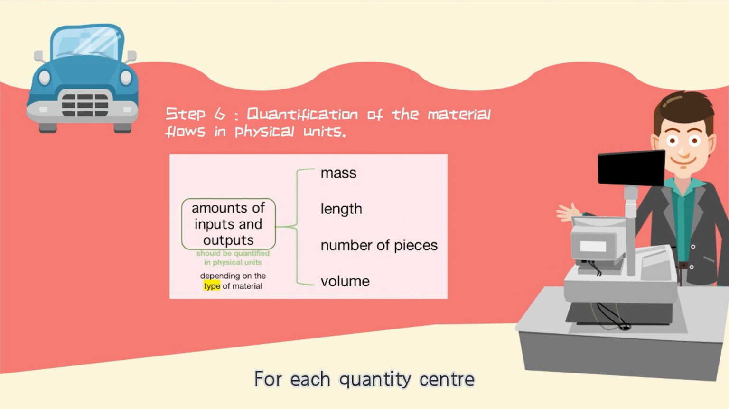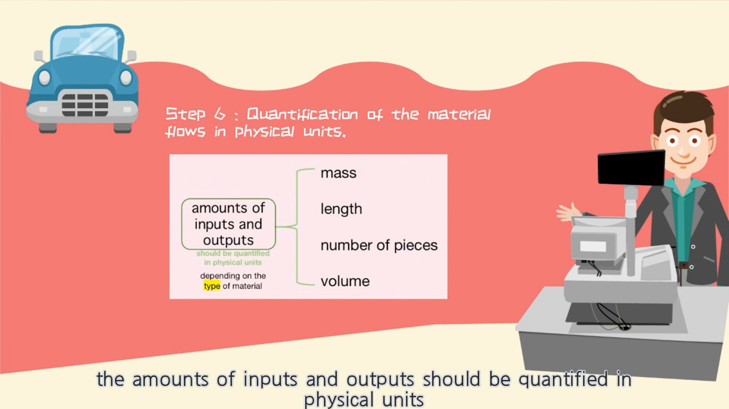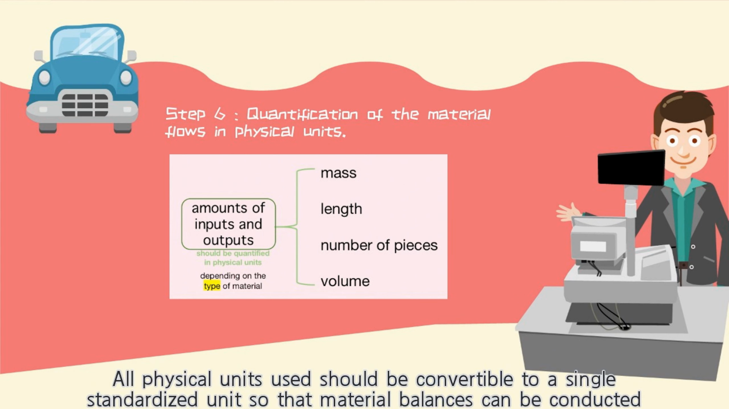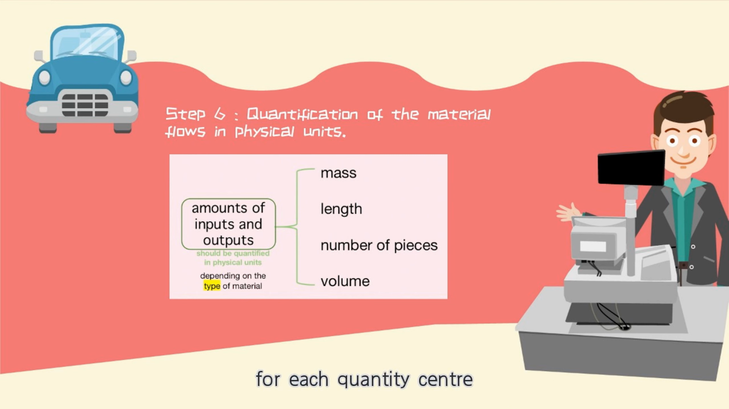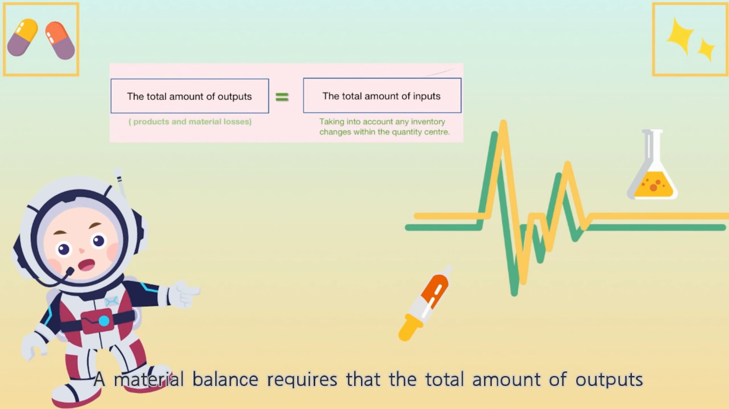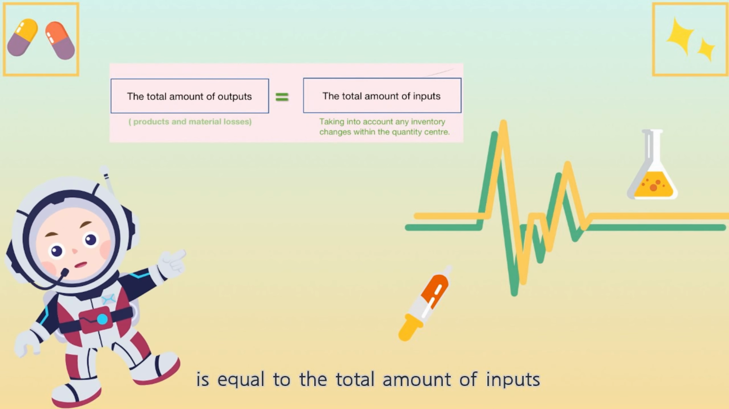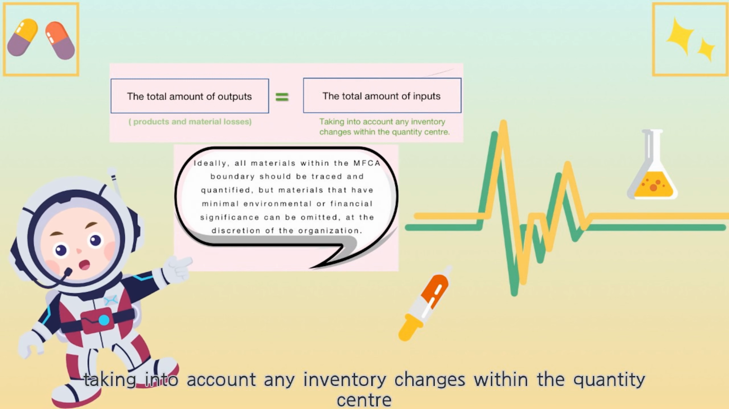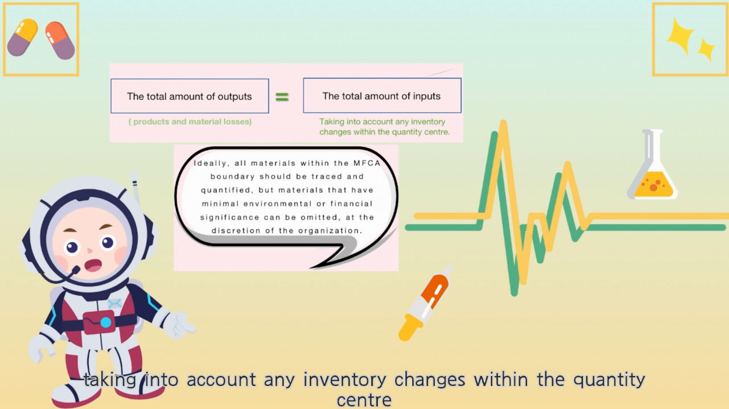For each quantity center, the amounts of inputs and outputs should be quantified in physical units. All physical units used should be convertible to a single standardized unit so that material balances can be conducted for each quantity center. A material balance requires that the total amount of outputs is equal to the total amount of inputs, taking into account any inventory changes within the quantity center.